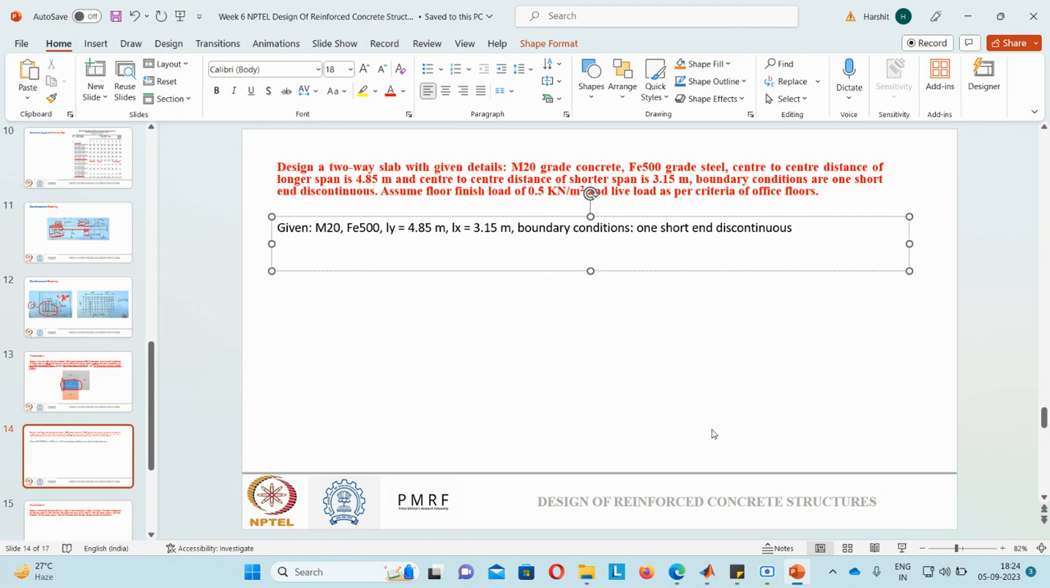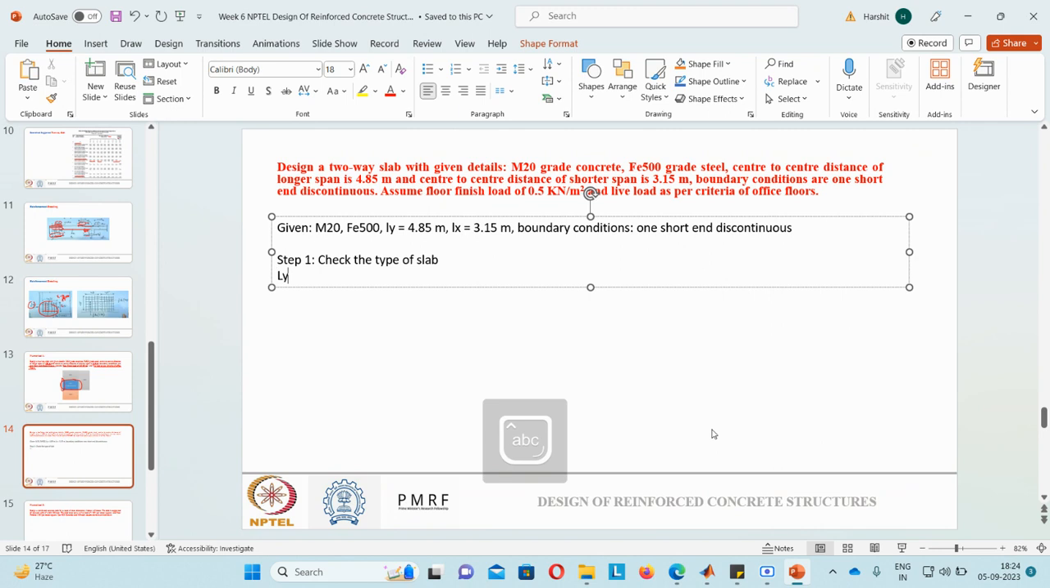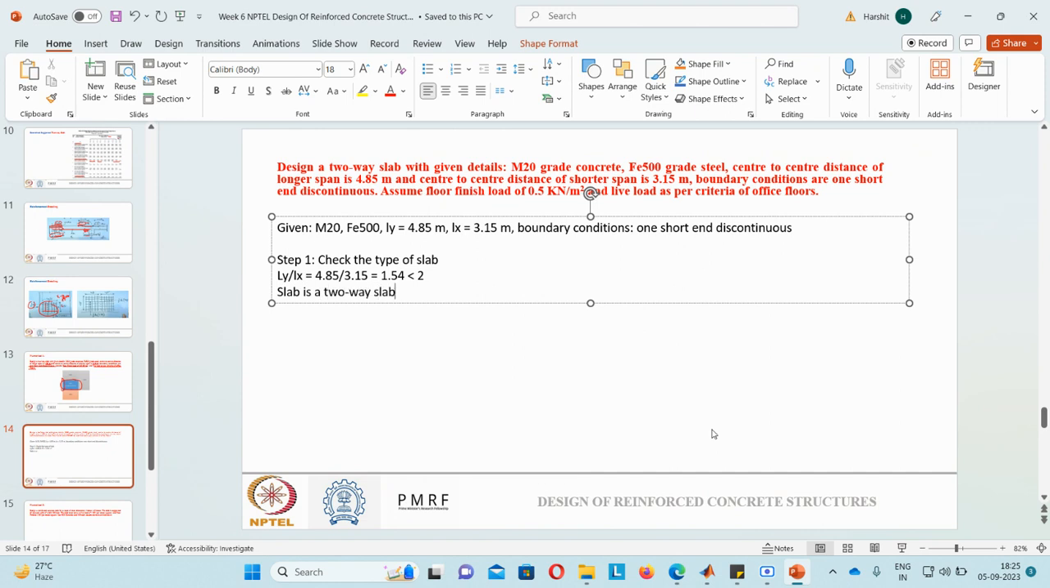Okay, so our step one always is to check which kind of slab this is. Right now we know, but still we will check. The step one is to check the type of slab. How to check it? By calculating the Ly by Lx ratio. So my Ly by Lx is nothing but 4.85 divided by 3.15. So it will come out to be 1.54, which is less than 2. So I can say the slab is a two-way slab. Okay, now we will start the designing.